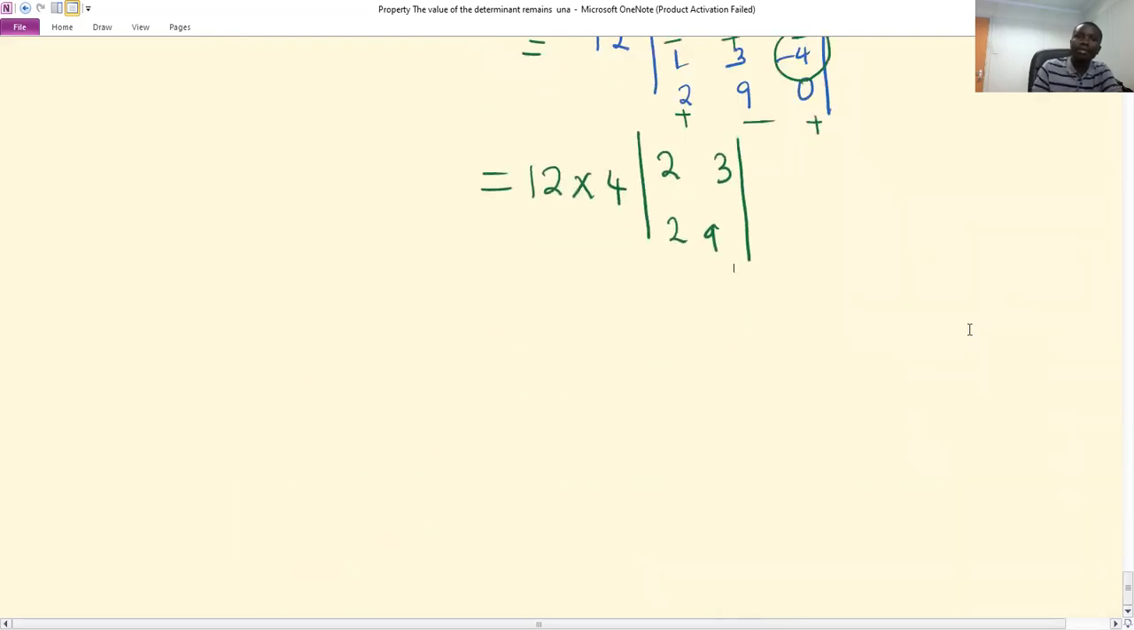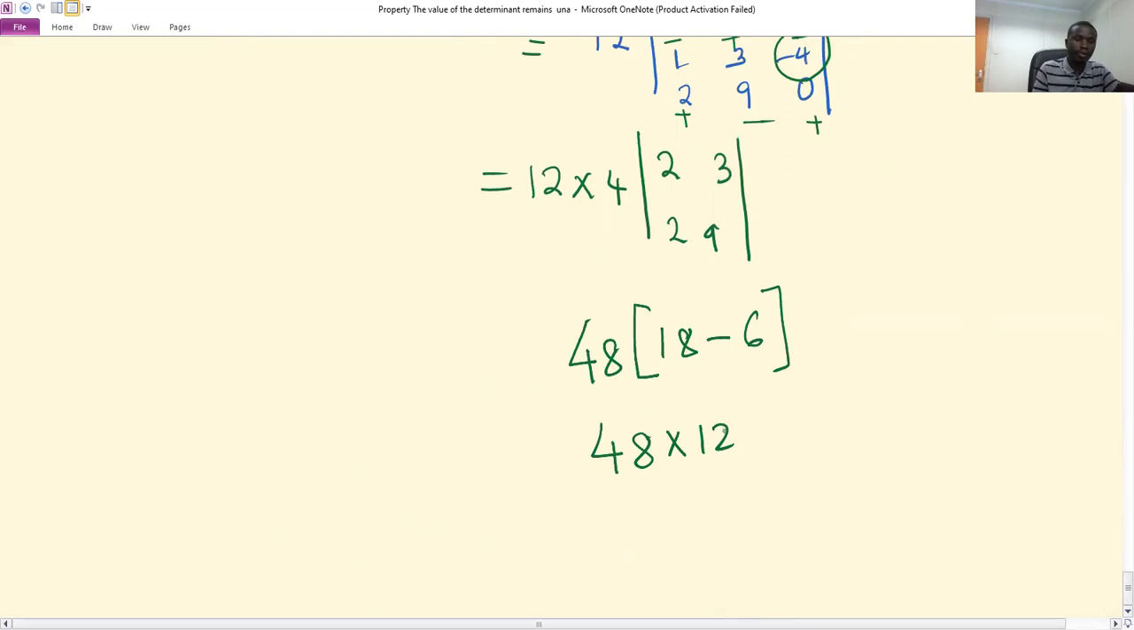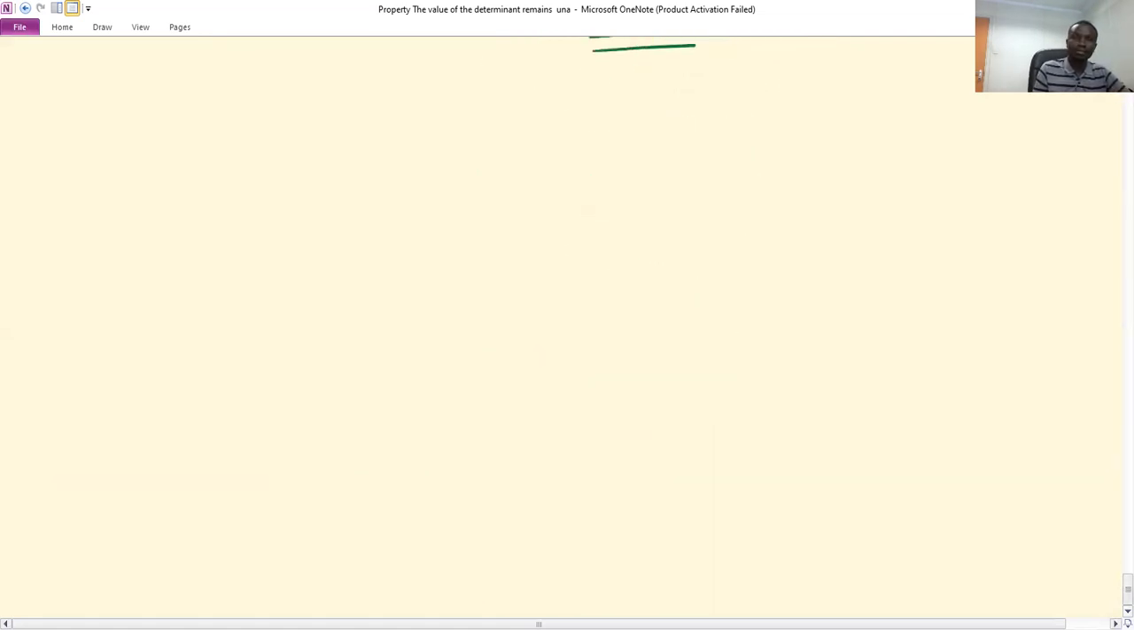So we'll have 12 times 4 is 48, into 2 by 9 is 18, minus 2 by 3 is 6. So this is 48 times 18 minus 6, which is 12. And we multiply by 48, I get 576. And then the second problem is to evaluate without expanding the determinant.